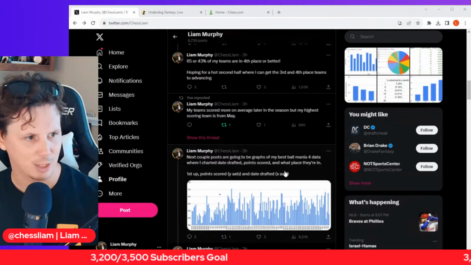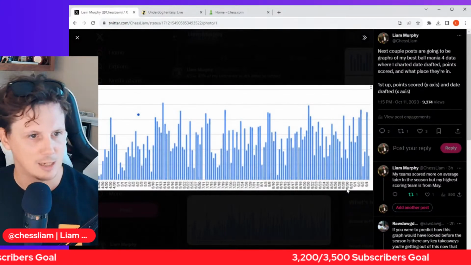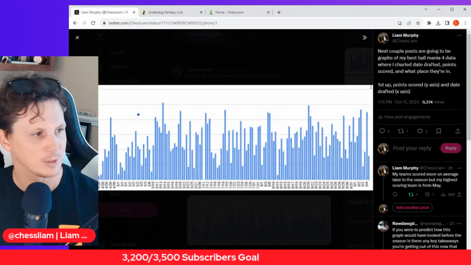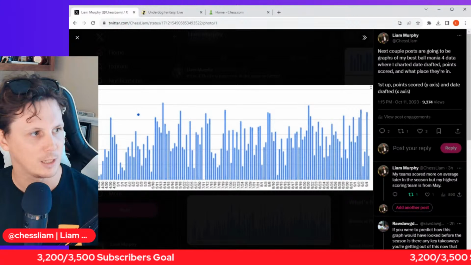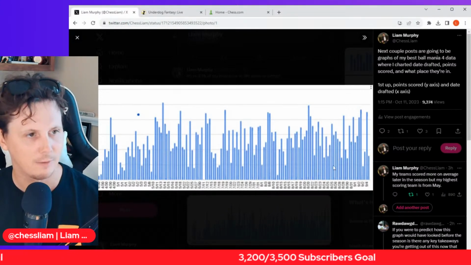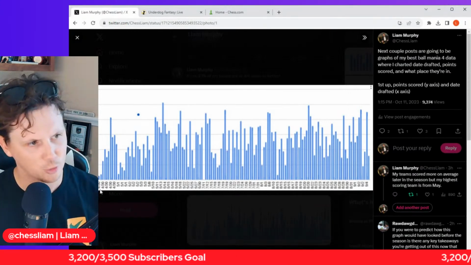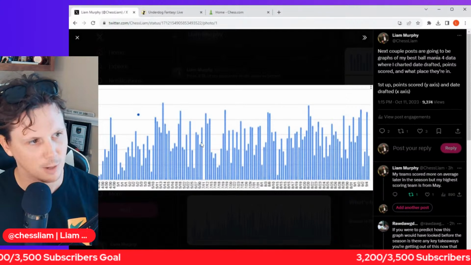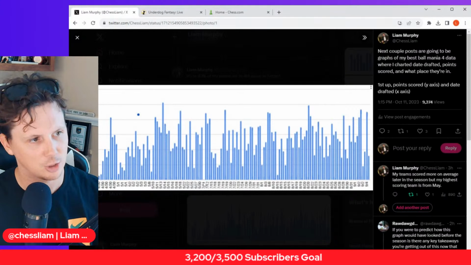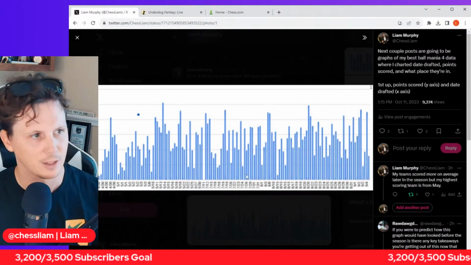On my Twitter at ChessLiam, this first graph is simply the date on the x-axis, the labels on the bottom, and points scored on the y-axis. So this is the points scored of my teams versus the date they were drafted. And keep in mind, this graph goes from 4/29 until right here, May 30th. No drafts the month of June. And then July 11th until September 4th is this section of the graph, if you can't see that.